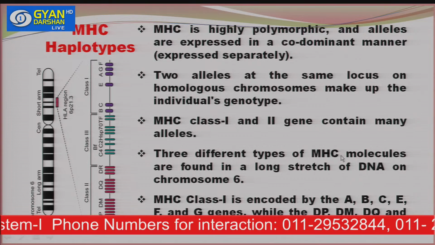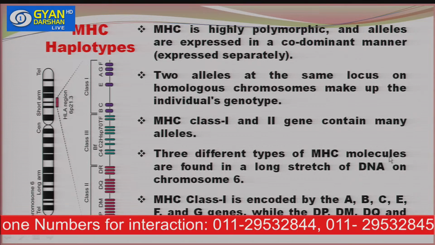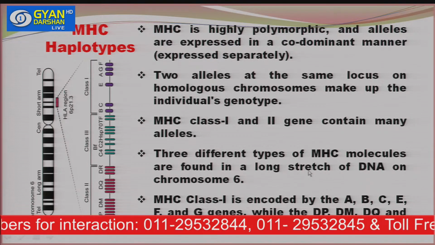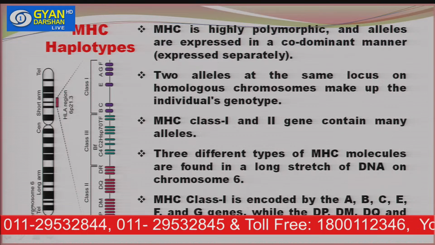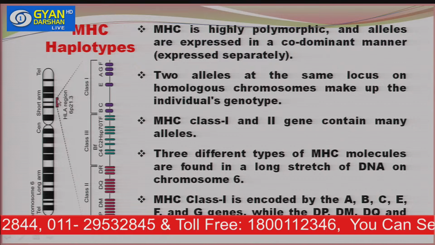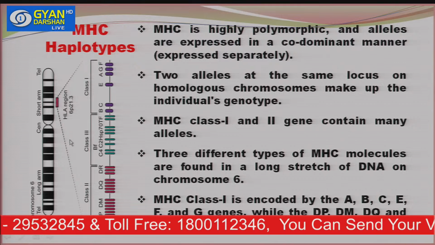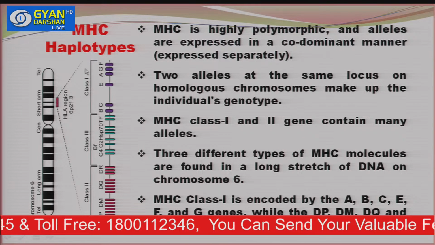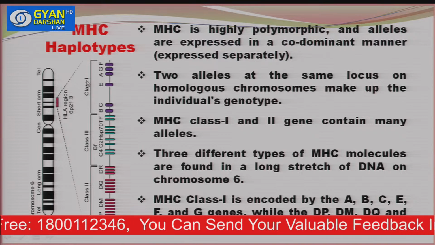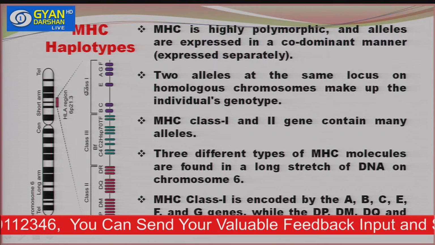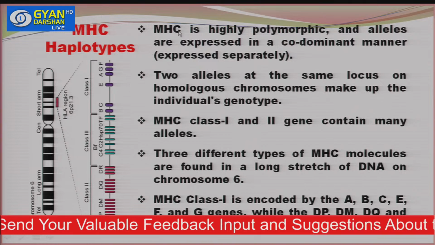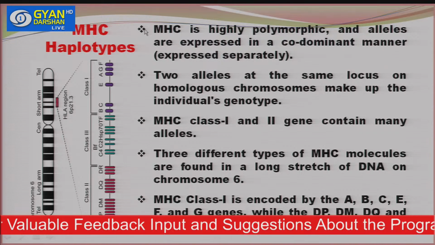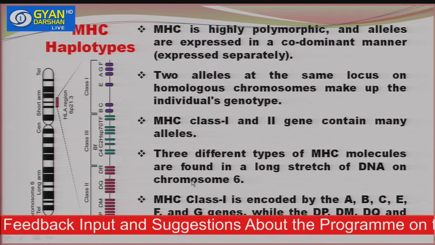The three different types of MHC molecules are found in a long stretch of DNA on chromosome 6. I have already discussed it. Here is chromosome number 6. It has a particular region known as the HLA. The different classes are encoded there, and ultimately they are located on the surface of dendritic cells, macrophages and other cells.